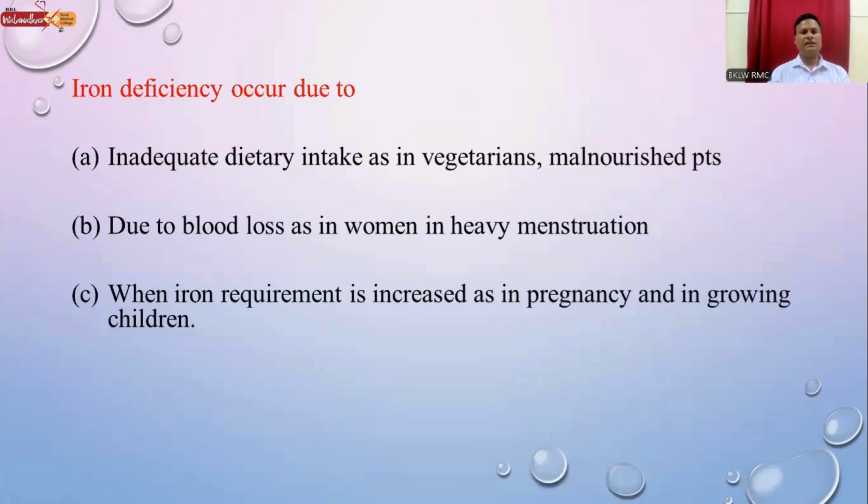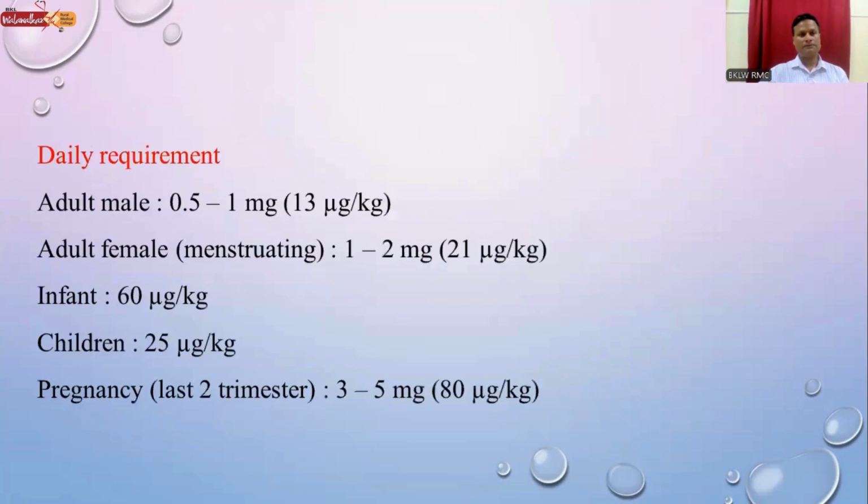Iron deficiency can occur because of either inadequate dietary intake, as in vegetarians and malnourished patients, or it may be because of loss of blood in women because of heavy menstruation, or it may be when requirement of iron is more, as in conditions like pregnancy or in growing children, where requirement of daily iron is more.